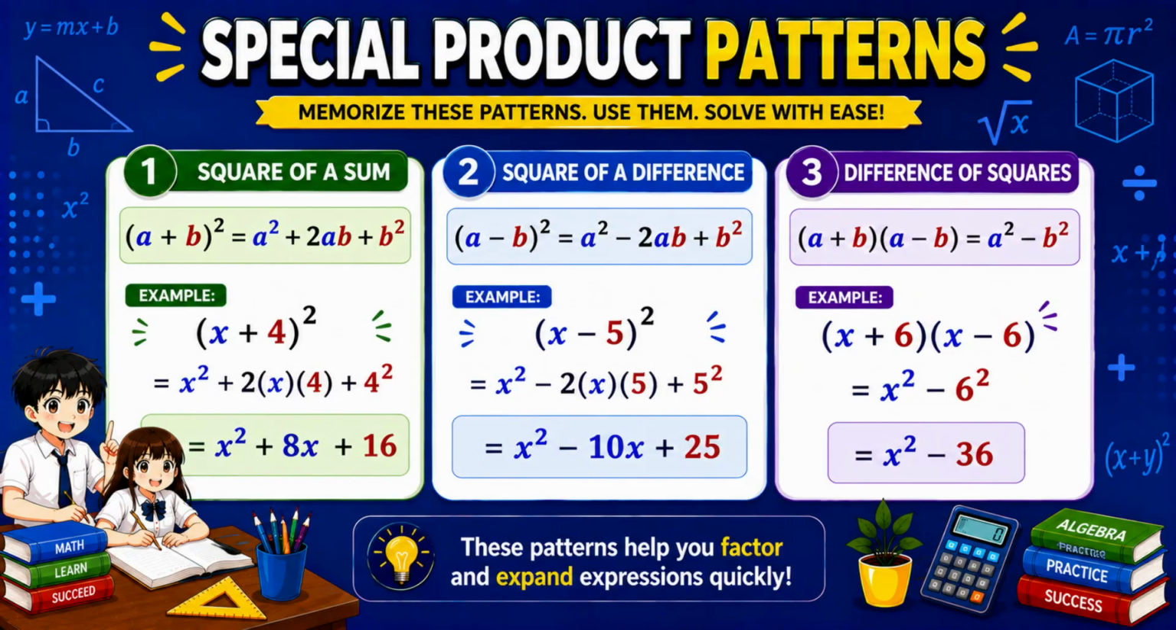Special product patterns allow us to multiply certain expressions quickly without writing every individual multiplication step. We will study three important patterns: the square of a sum, the square of a difference, and the difference of squares.